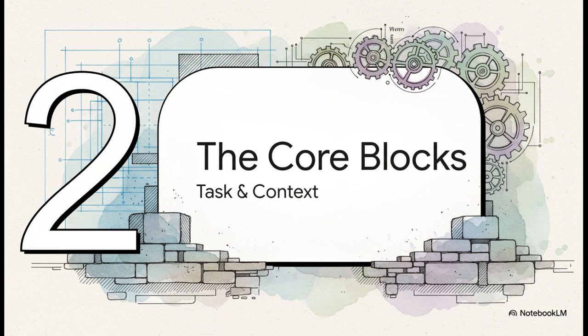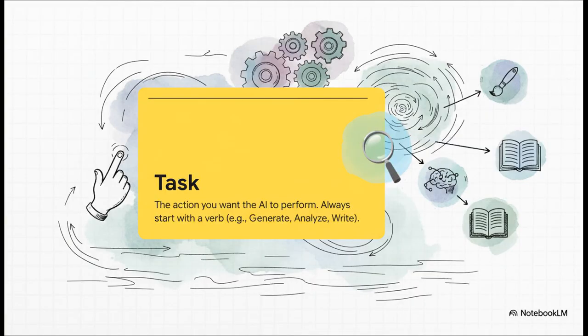So let's start with the absolute essentials, the foundation of any good prompt. That's the task and the context. If you can just get these two right, you are already well on your way to getting a much better answer. First up, the task. This is just the action you want the AI to perform. Now, here is the golden rule. Always start your instruction with a clear, strong action verb. Don't just describe a situation. Tell it to generate, analyze, write, or summarize. This immediately focuses the AI on your exact intent.